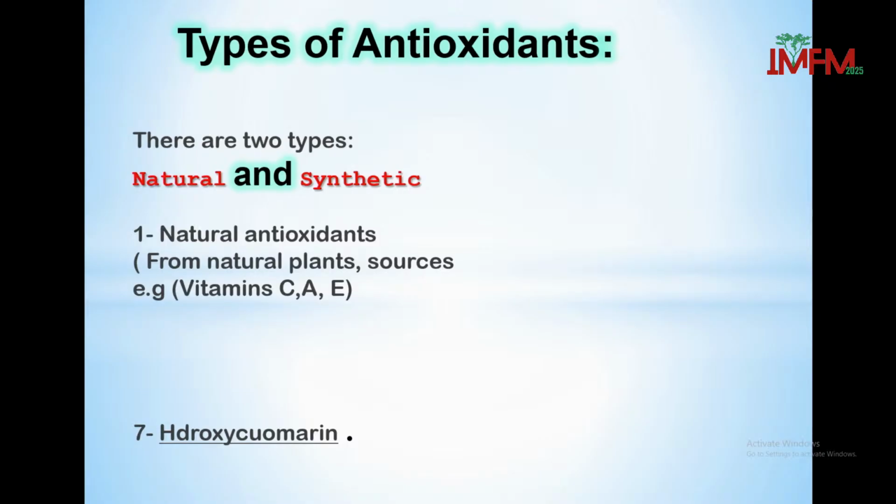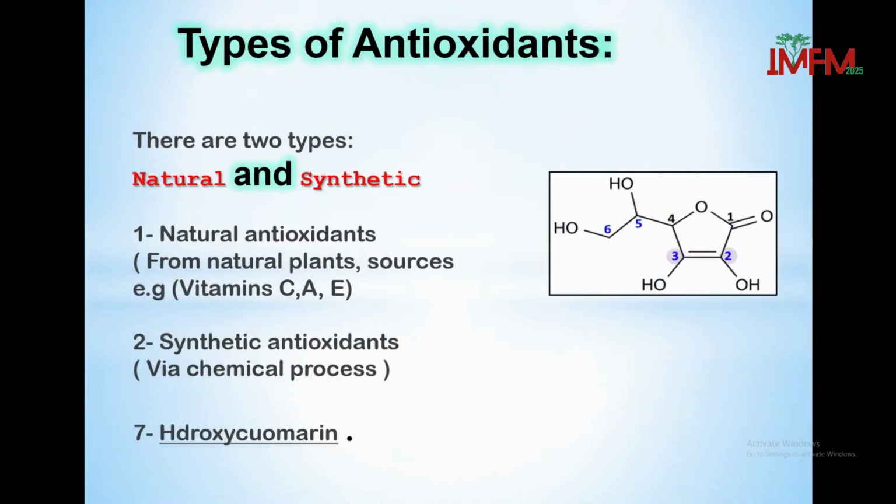What are antioxidants? There are 2 types of antioxidants. First, natural antioxidants found in, for example, vitamins: vitamin A, vitamin E, C. And second, synthetic products, for example, the chemical compound hydroxycoumarin.